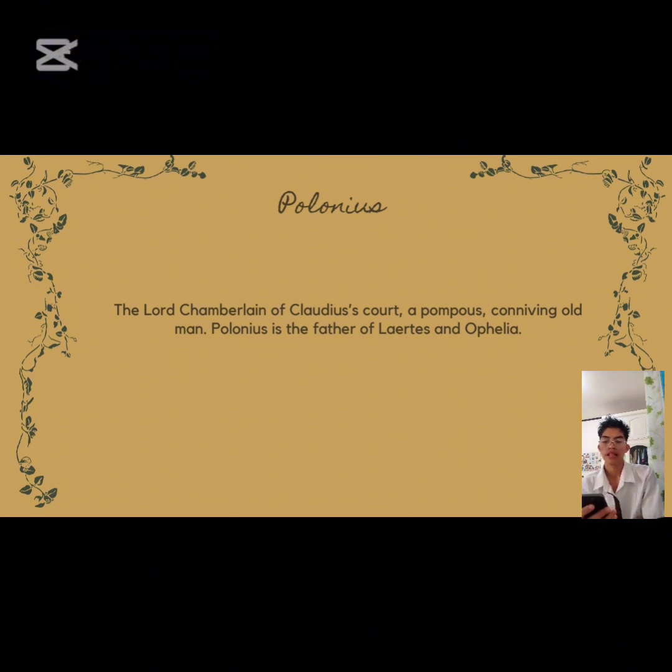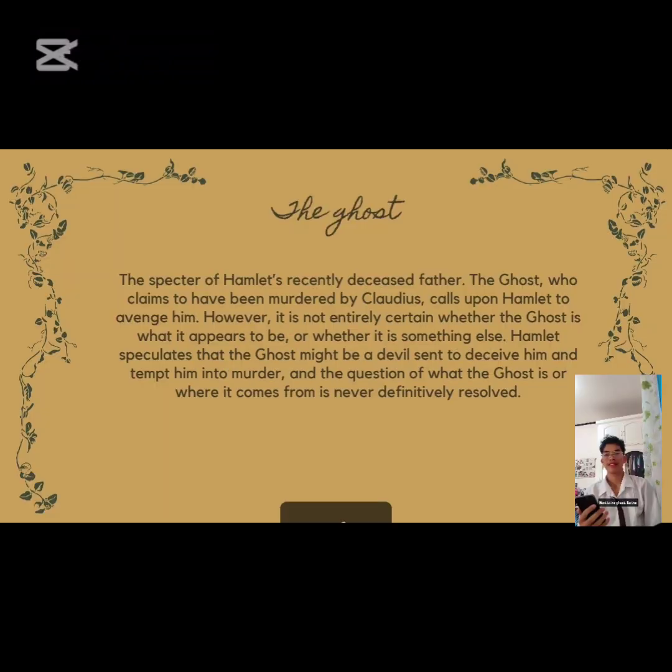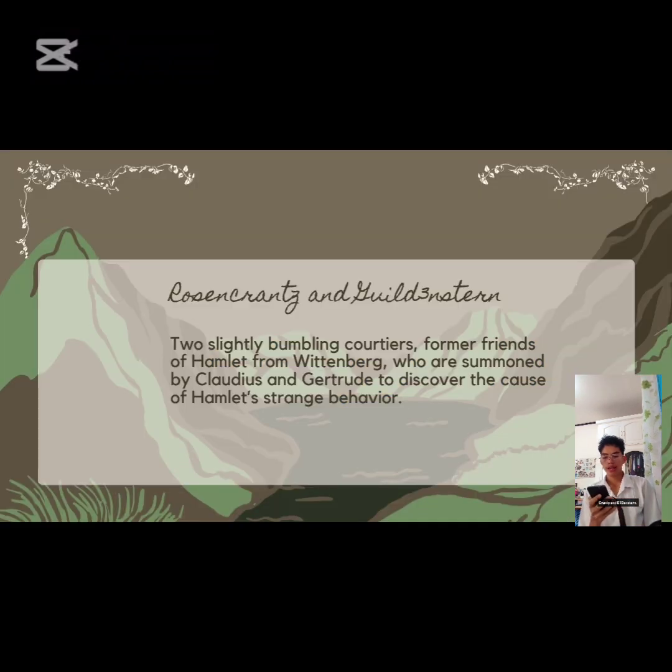So next is Horatio, Hamlet's close friend, who studied with the prince at the university in Wittenberg. Horatio is loyal and helpful to Hamlet throughout the play. After Hamlet's death, Horatio remains alive to tell Hamlet's story. So he's the best friend of Hamlet. Next is the ghost, the specter of Hamlet's recently deceased father, the ghost who claims to have been murdered by Claudius.